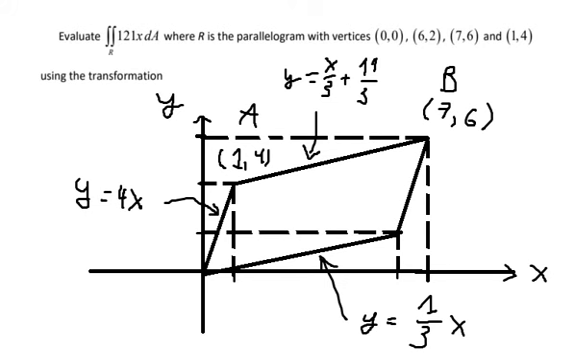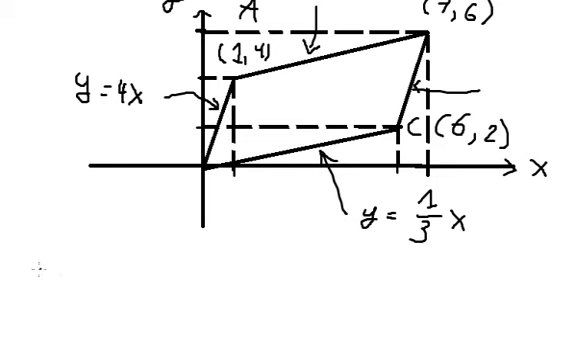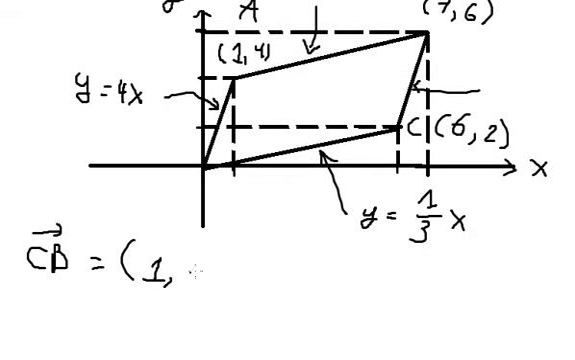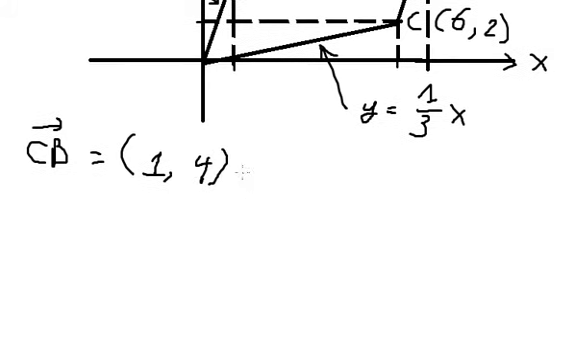Now we go to the last one. This point is C, and we know that is 6, 2. So we need to find vector CB. So we have 7 minus 6 is 1, 6 minus 2 is 4. So normal vector CB, we will have negative 4, 1.